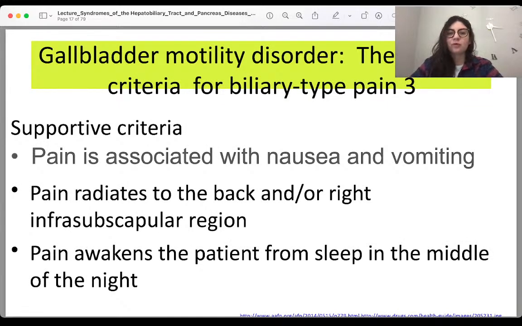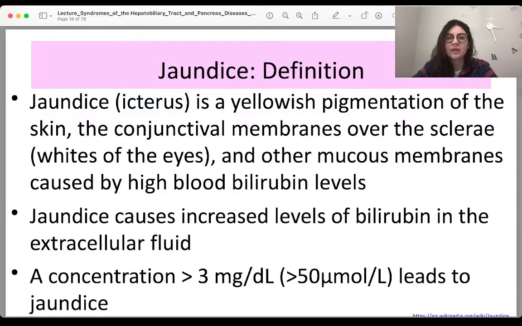Supportive criteria of biliary-type pain usually include that this pain is associated with nausea and vomiting. It radiates to the back or right infrascapular region, and this pain awakens patients from sleep in the middle of the night. These were additional criteria of biliary-type pain.